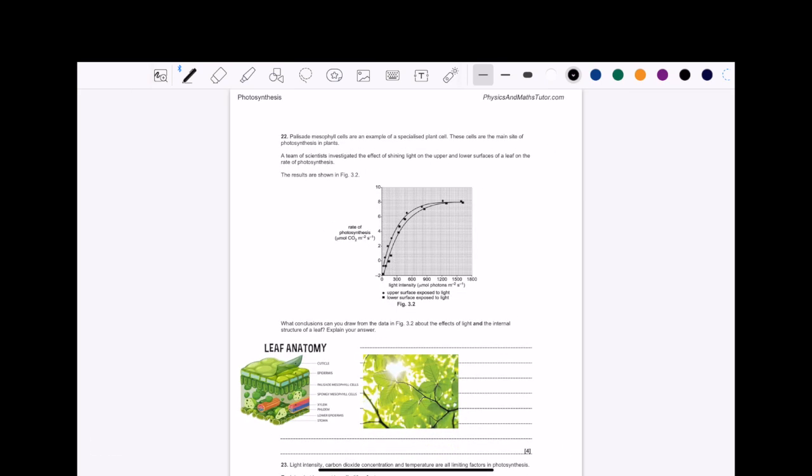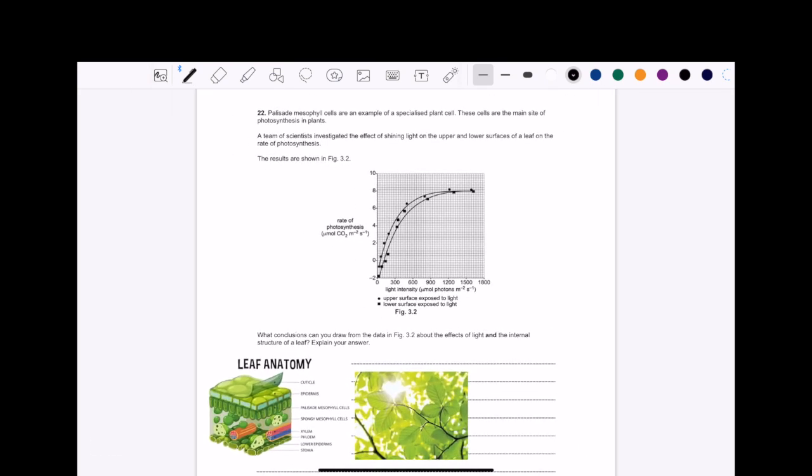Okay, next question says, what conclusions can you draw from the data in figure 3.2 about the effects of light and the internal structure of a leaf? Explain your answer. So I'm going to read all the information here because I feel like it will be relevant so that I understand what on earth I'm trying to answer. So it says palisade mesophyll cells are an example of a specialized plant cell. These cells are the main site of photosynthesis in plants.